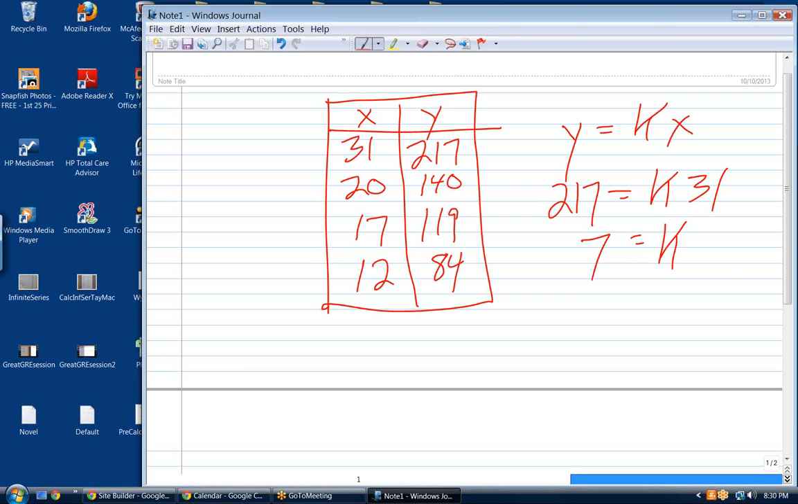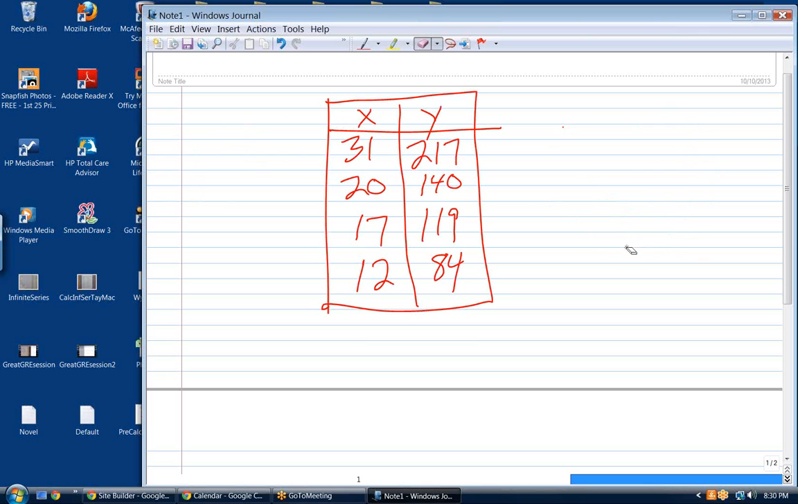Okay, so now, let's see. So 7 times 20 needs to equal 140, which it does. 7 times 17 equals 119. And then 7 times 12 equals 84. So this one is direct. Unfortunately, when I'm trying to find one that isn't, I can't do the math in my head. So I'm just doing these in order.